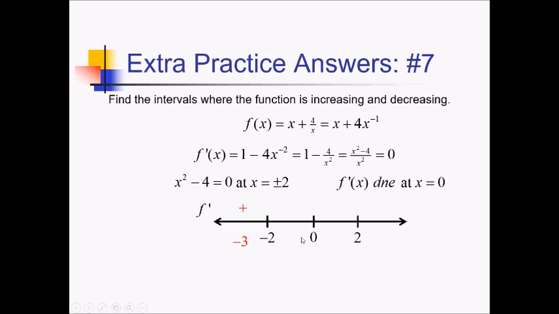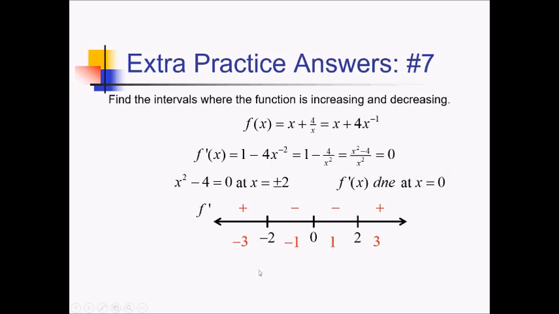Plugging in a number between -2 and 0 now, let's try -1. That's going to be 1 minus 4 up here, which is a negative. And plugging in a number between 0 and 2, let me try +1. I get the same result up here. That's just 1 minus 4 again, which is negative. And now plugging in a number bigger than 2, like 3, gives me the same result as -3. 9 minus 4 is still going to be positive. That has not changed in the last 30 seconds.